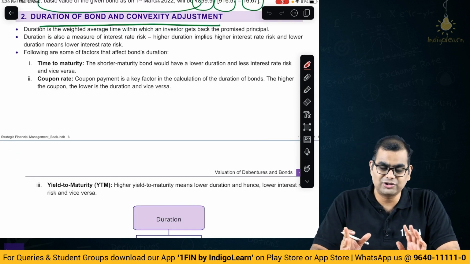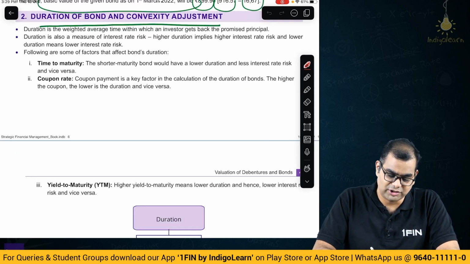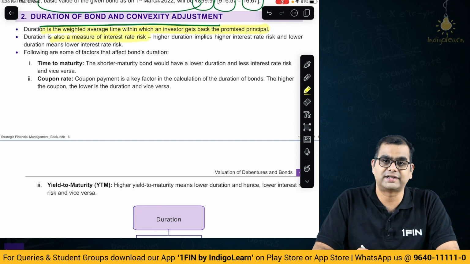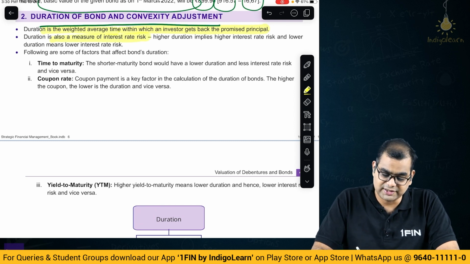So, after having understood it from an immunization angle, let us actually see what duration is. Let us look at the definition of duration. Duration is the weighted average time within which an investor gets back the promised principal. It is also a measure of interest rate risk. That is, higher duration implies higher interest rate risk and lower duration implies lower interest rate risk.